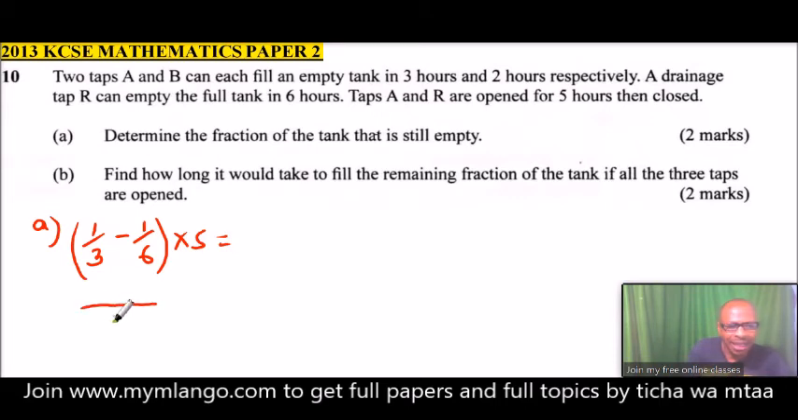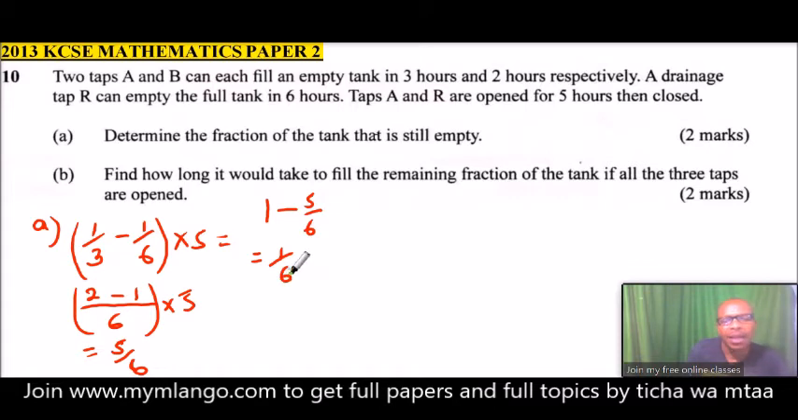Okay, you can get the LCM here. It is 6 divided by 3 is 2, minus 6 divided by 6 is 1 times 1 is 1, and this you multiply by 5. This is 1/6, and when you multiply by 5, you get 5/6. So we take 1 as when the tank is full. You subtract the water that was in the tank to get the empty part, and this will give you 1/6. So 1/6 of the tank was the part that was empty.